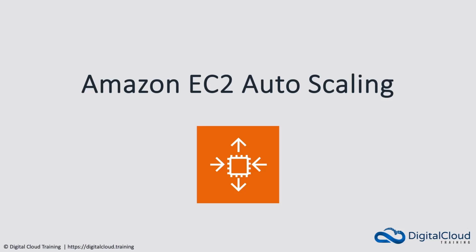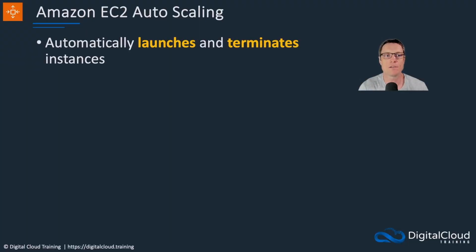In this lesson, I'm going to cover Amazon EC2 Auto Scaling. Auto scaling is a really important service for maintaining the availability and automatic scaling of our EC2 instances. What it does is it will automatically launch or terminate instances based on whether the instance needs to be replaced or potentially you need to increase or decrease the capacity of your cluster.